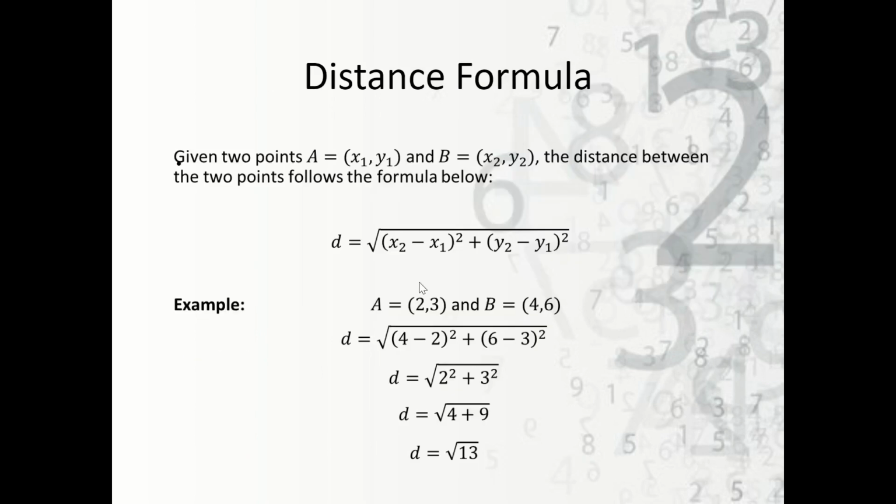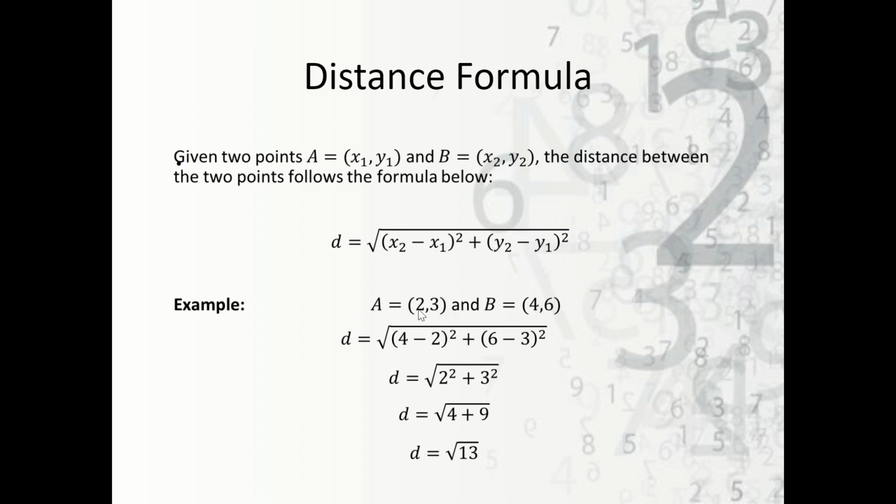Now let's talk about the distance formula. If we're given 2 points such as A and B, and they have an x value and a y value each, the distance between the 2 points follows from the formula below. We're given this formula: d, which stands for distance, is equal to the square root of the difference of the x's squared plus the difference of the y's squared.